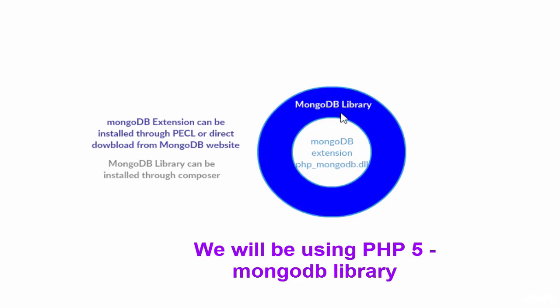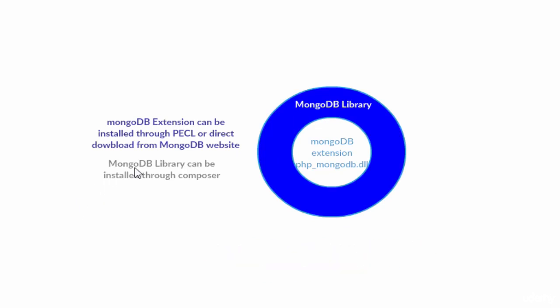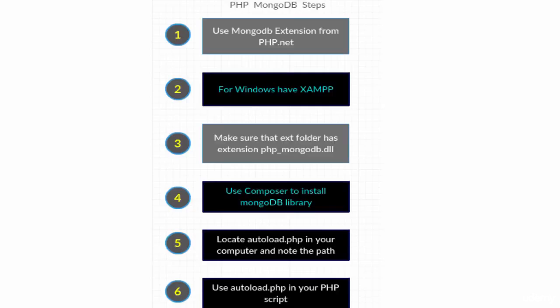In addition to that, we'll be using a MongoDB library to make our work easier. MongoDB library is a higher level of abstraction over this MongoDB extension. So you need to install these 2 things in your system. For the installation, you need to use PECL or direct download from PHP.NET website. And for the MongoDB library, we'll be using Composer. It's very easy. We'll be seeing more about the installation process in our demonstration.